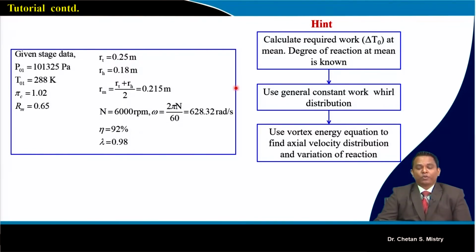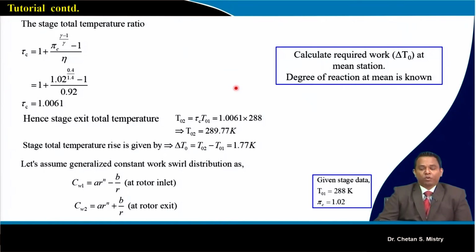In order to know the degree of reaction, we need the calculation of the whirl velocity component. When we say we are looking for the whirl velocity component, we need to go with an arbitrary whirl velocity distribution at the entry and at the exit. So let's move on. We are looking for delta T0 for calculation at a later stage, and the degree of reaction needs to be calculated at the mid station.